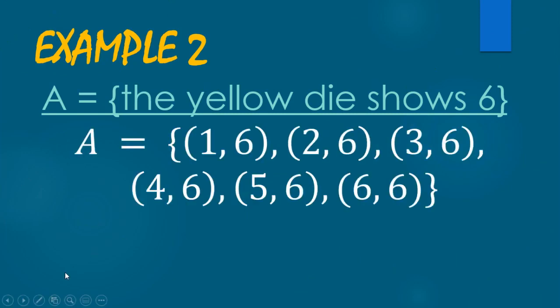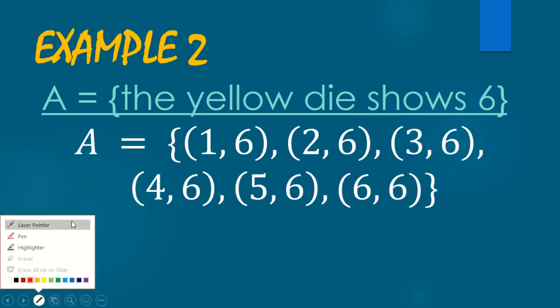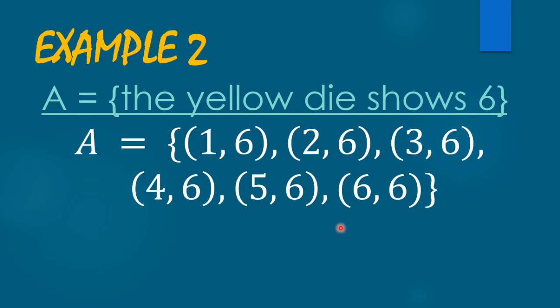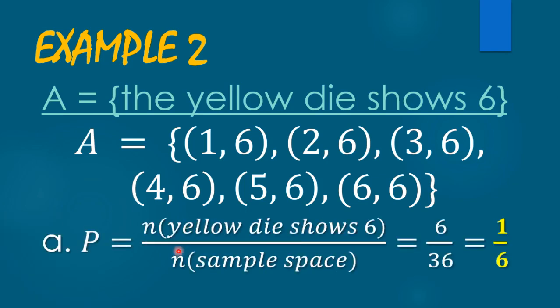So again, for the event A that the yellow die shows 6, we have 1 6, 2 6, 3 6, 4 6, 5 6, and 6 6. So again, for the probability, we have the number of elements having the yellow die show 6 over the number of elements in the sample space. So we have 6 over 36, and this can be simplified as 1 over 6.